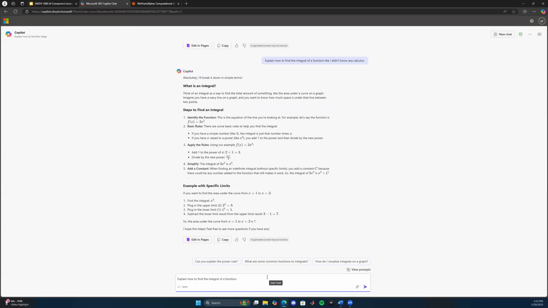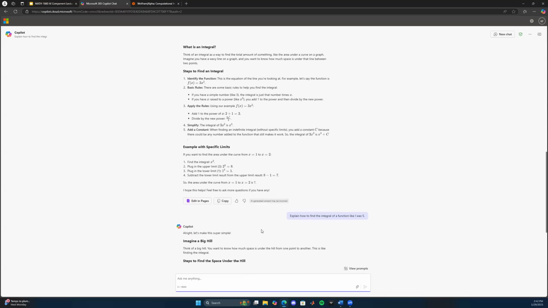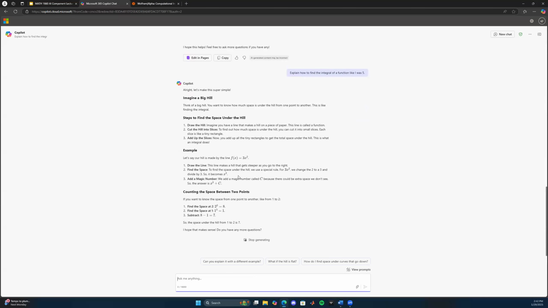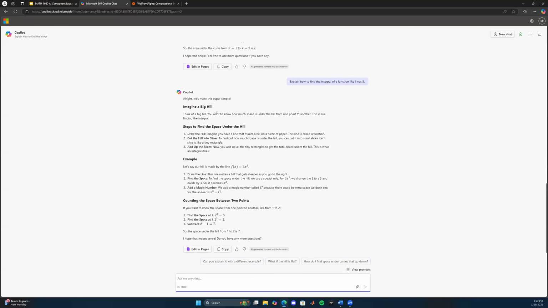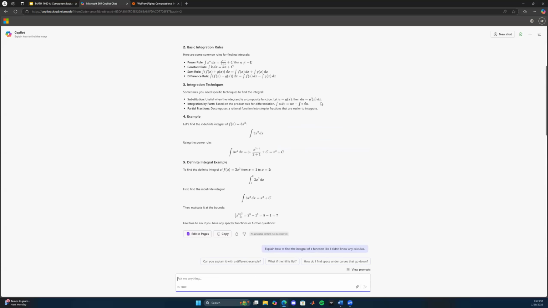I don't know if anybody else here is a Reddit fan, but let's ask this thing to explain how to find the integral of a function like I was 5 and see what it does. Okay, so this is much more approachable. Think of a big hill. You want to know how much space is under the hill from one point to another. This is like finding an integral. Okay, so the point is that we can ask Copilot how to give its response in a clever way to get a good response.